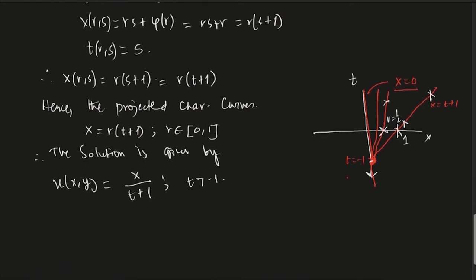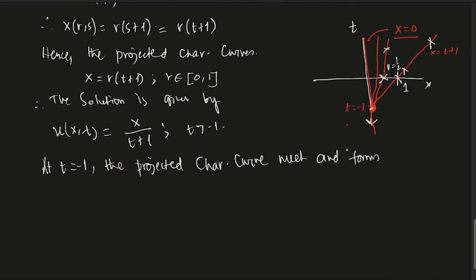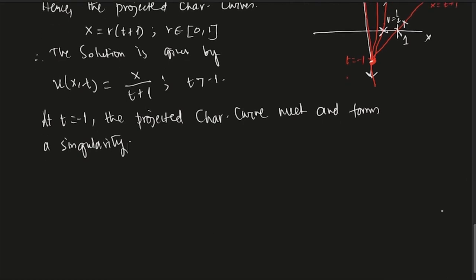Okay, so here you understand that things are getting complicated when you look at the quasi-linear equation. So u of x, t will be given by this. So you understand that at t equals minus 1, the projected characteristic curves meet and form a singularity. Later in the course, we will talk about this singularity. This is a very important kind of singularity. We will see how to work around all this singularity. So this will be done later.